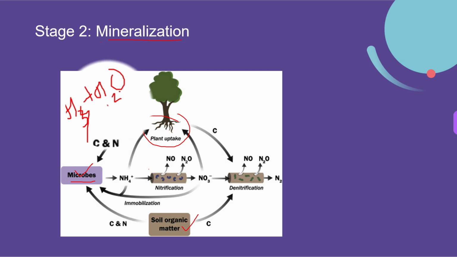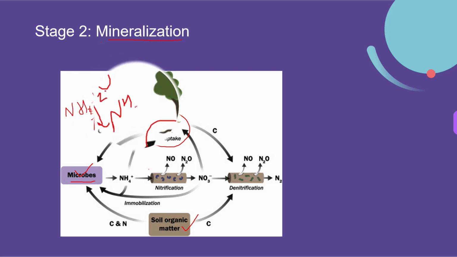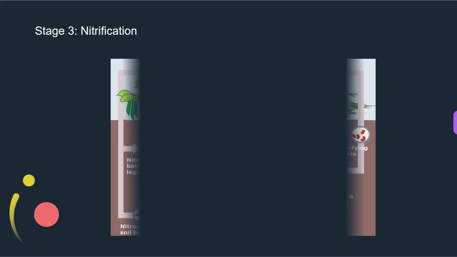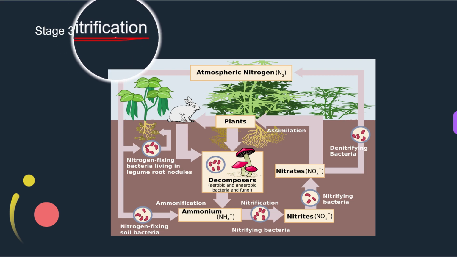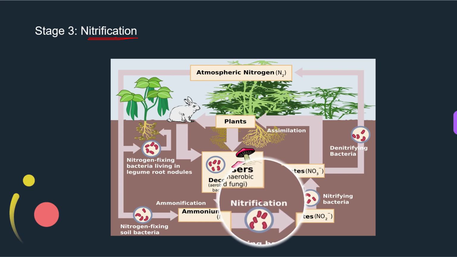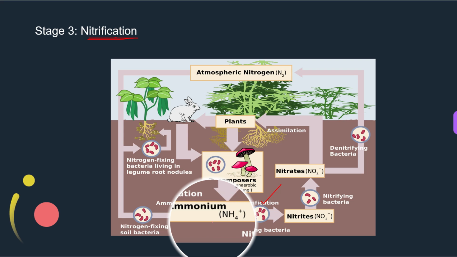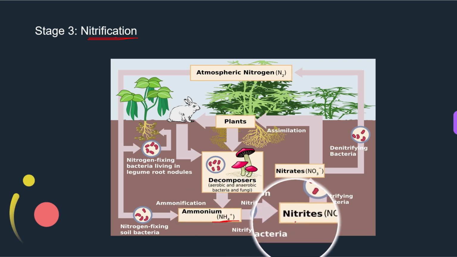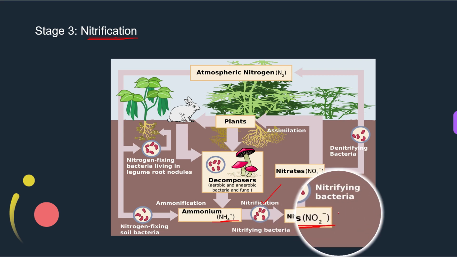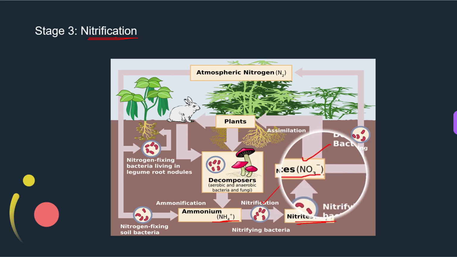Now let's talk about the third stage of the nitrogen cycle, that is nitrification. In the third stage, nitrification also occurs in the soil. During nitrification, the ammonia in the soil produced during mineralization is converted into compounds called nitrites and nitrates. Okay, nitrates can be used by plants and by animals that consume the plants.